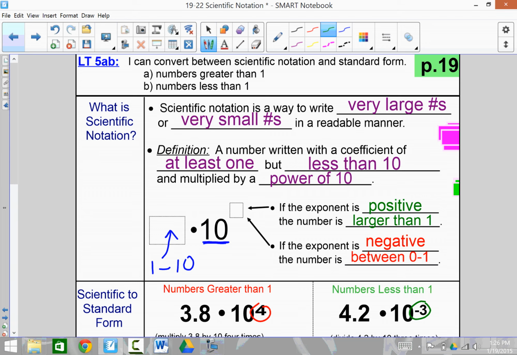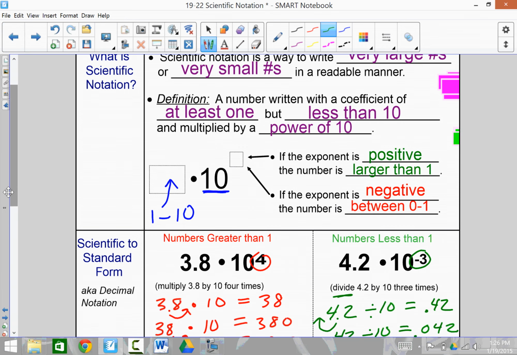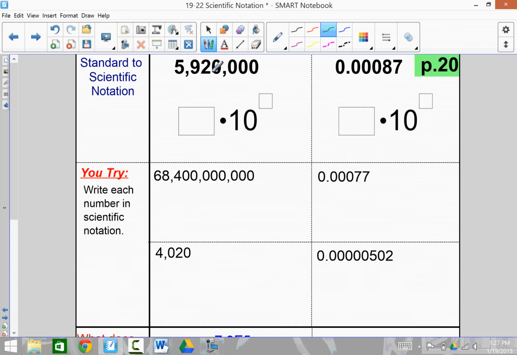So recall that scientific notation, this first number has to be between 1 through 10, times 10, and then we have an exponent. So we know that if it's positive exponent, it's a number bigger than 1. If it's a negative exponent, it's between 0 and 1. So let's take a look at 5,920,000. I know I'm going to have a positive exponent because this number is bigger than 1.